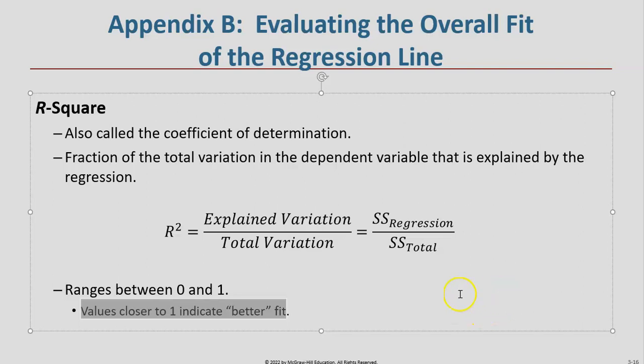When we move to Excel, you'll see that the explained variation is called the SS regression in our analysis of variance table, and the total variation is the SS total. SS stands for sum of squares. And I'll let you go back to your statistics course and review where the sum of squares comes from.